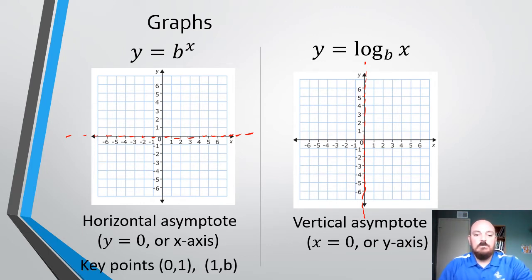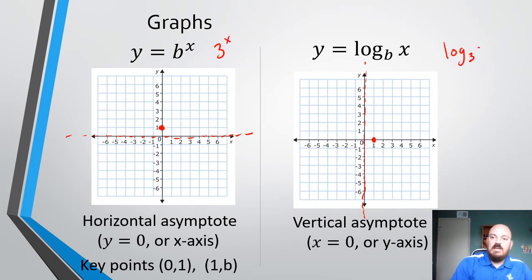Okay, then we have our key points. So for our exponential graph, we said every exponential graph has the point 0, 1. Well, if you switch the x and the y, instead of 0, 1, you have 1, 0. And that means every log graph has a point right there. Now for our exponential graph, the second point was 1, b. So let me get a little bit more specific here. Let's say our exponential graph is 3 to the x, and our log graph is log base 3 of x, just so we have a number to use. And as long as you use the same base, 3 and 3, then they're going to be inverses.